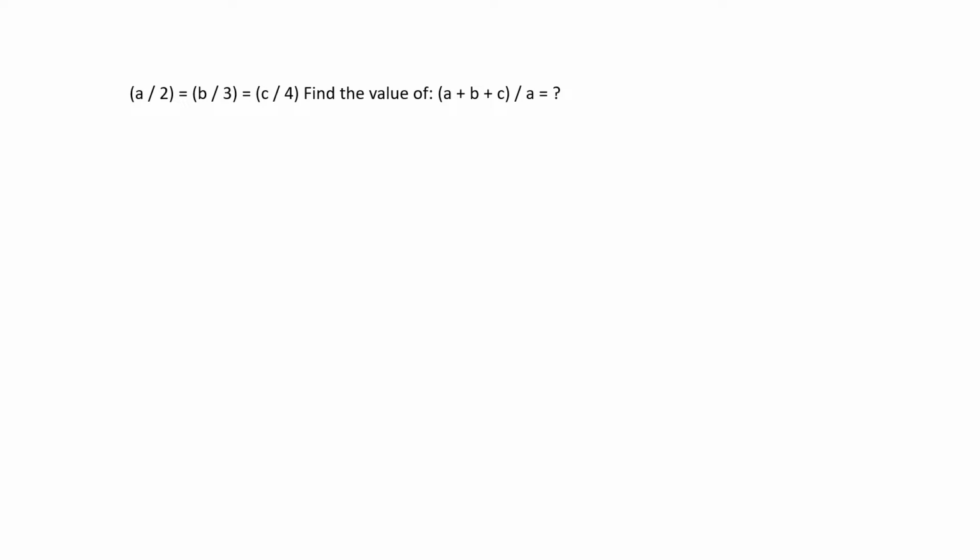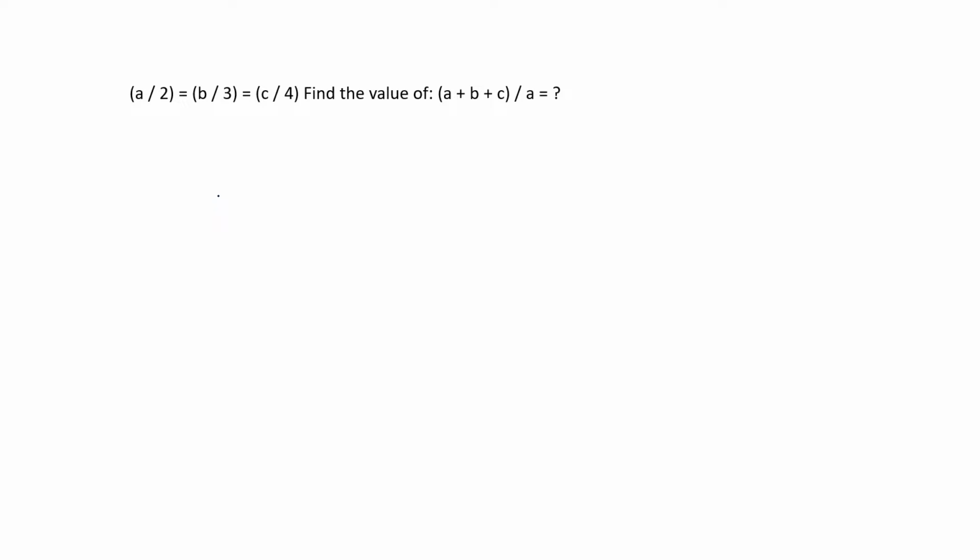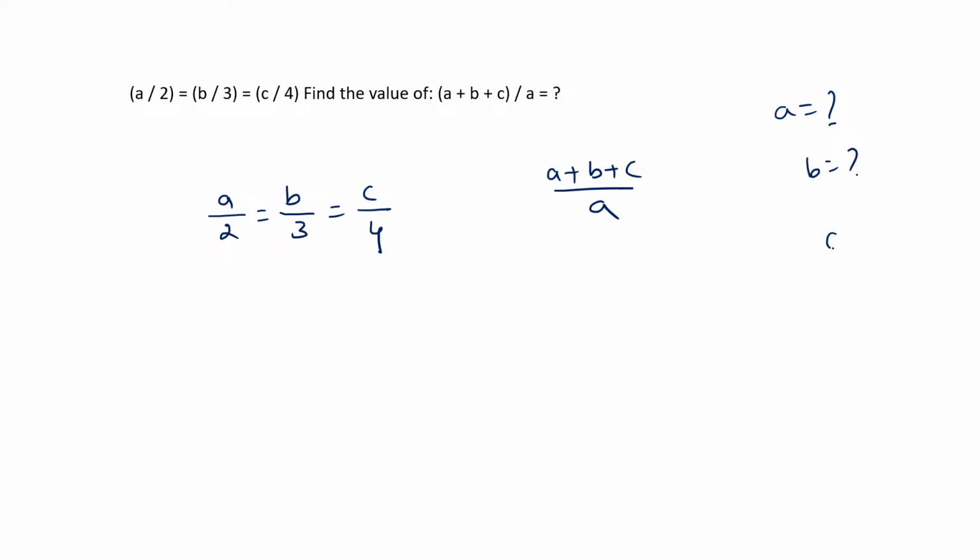Now see what will happen here. I know that here a by 2 equals b by 3 equals c by 4, and I want to find out a plus b plus c by a. As long as I don't know the values of a, b and c, I can't find out the answer for this particular question. Now, how are you going to find out the answer for these kind of questions when you are having them in the fractional form?